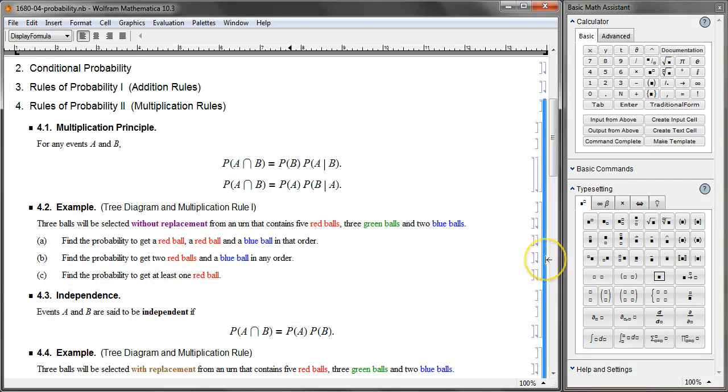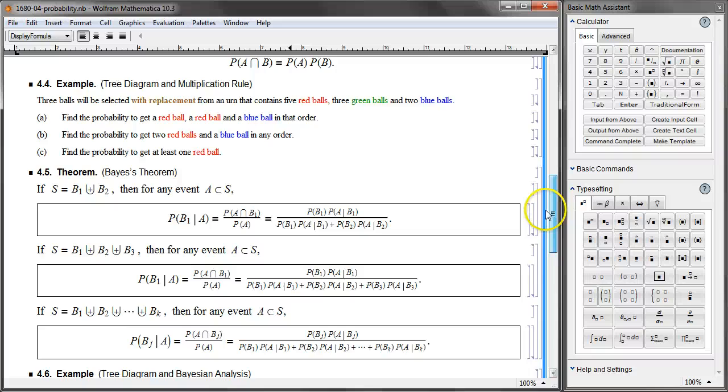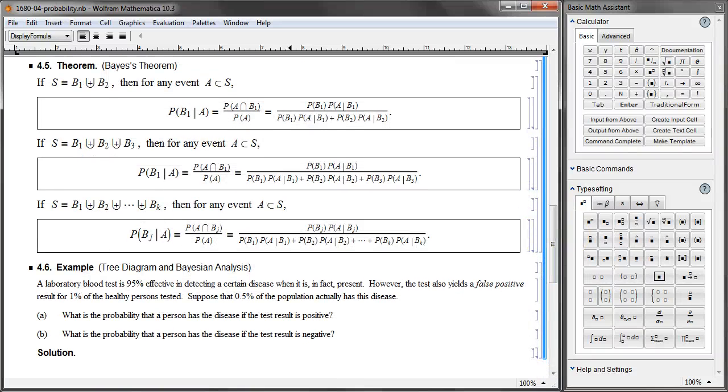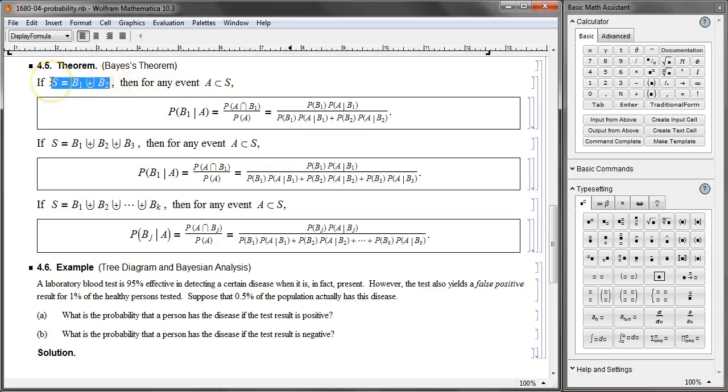Alright, that took care of section 4.6 of our textbook, and then let us spend the rest of this video on something really important and also difficult, Bayesian analysis. Well, the mathematical description of Bayes' theorem goes kind of like this. When the sample space can be decomposed into 2 mutually exclusive events, B1 and B2, then the conditional probability of B1 given A can be re-expressed as the right-hand side.